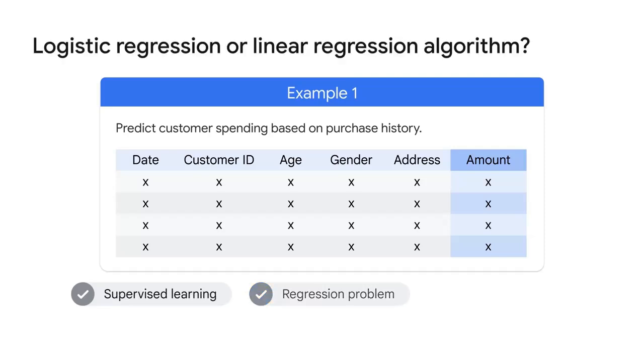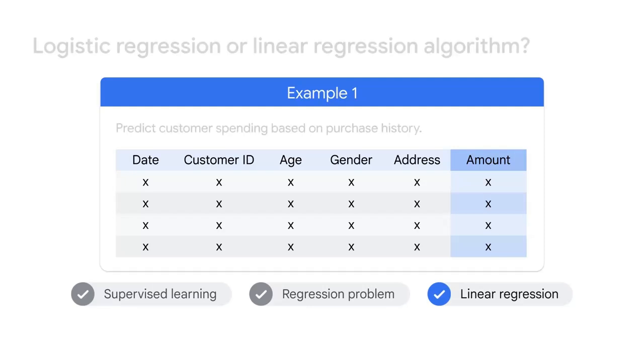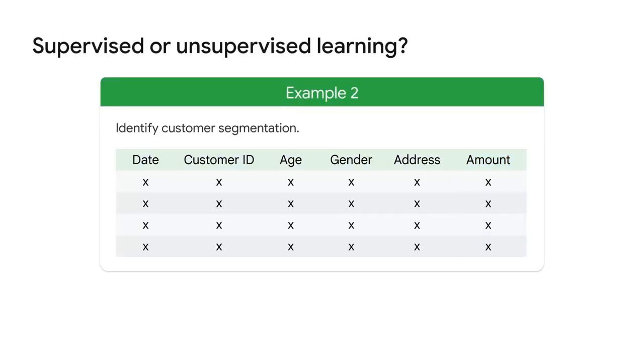Which ML model should you use? A logistic regression or a linear regression? Yes, a linear regression. A logistic regression model is for classification problems, while a linear regression model is for regression problems. Let's look at another scenario.